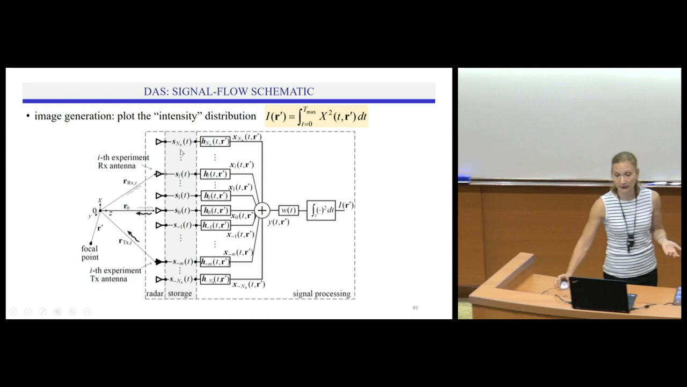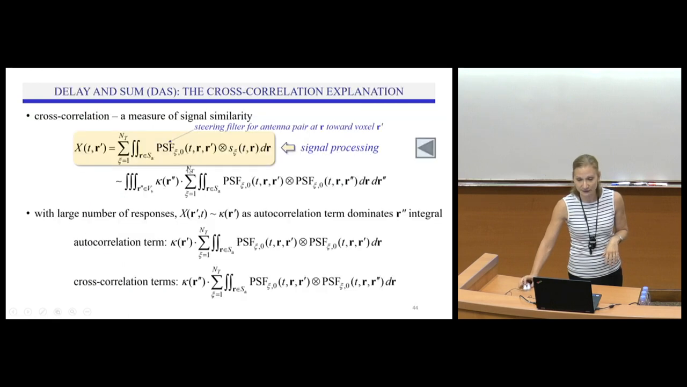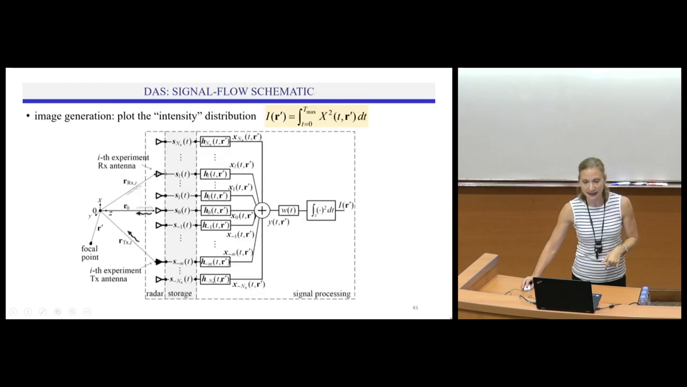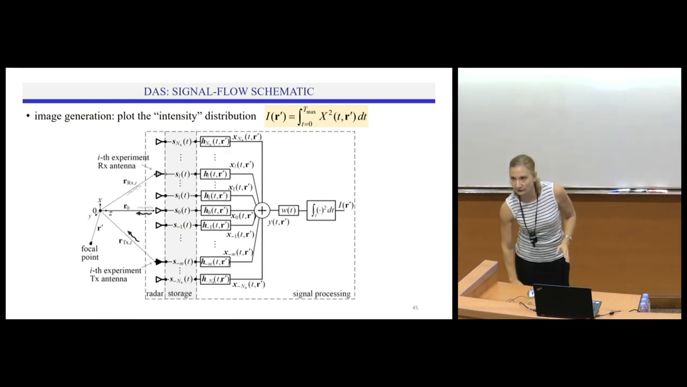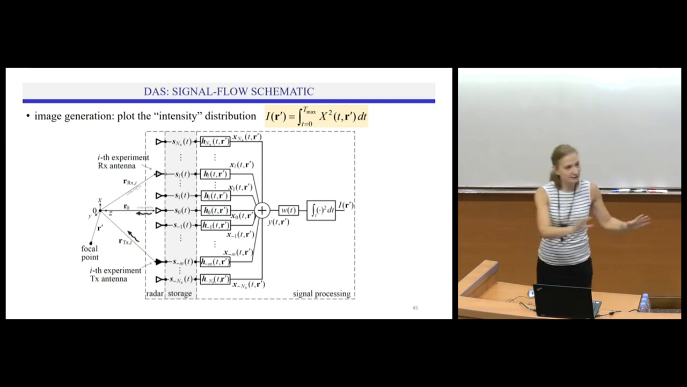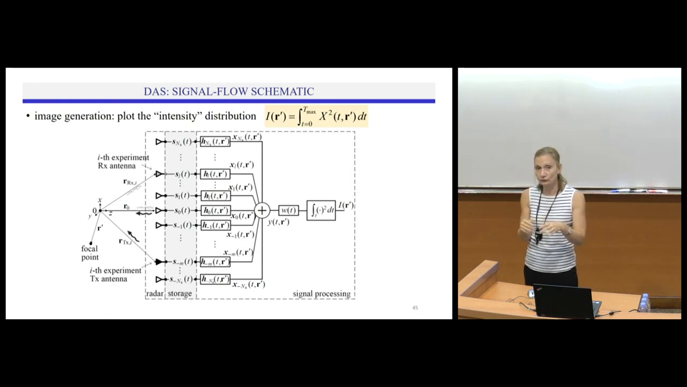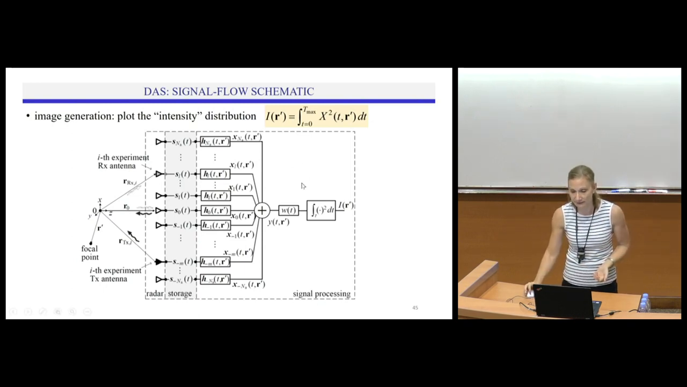And this is a schematic that you can see in every radar imaging book, which is telling you that you have these steering filters. These steering filters are nothing but your PSF, shifted properly, focused on a voxel that you want to image. So say you want to image a voxel at R prime. That is done by software: you tune all of your steering filters to that particular voxel, delay and shift all your responses properly so that they correspond to scattering from this voxel, and then you sum them up. And that is exactly what is done here.